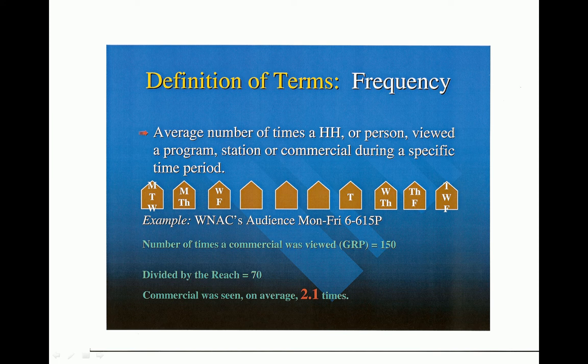Again, we're with WNAC. The easiest way to do it: the number of times a commercial was viewed, which is your gross ratings point, which you calculated earlier, divided by the reach, which we just calculated in the previous slide. So 150 divided by 70 equals 2.1 times. So a commercial was seen on average 2.1 times.